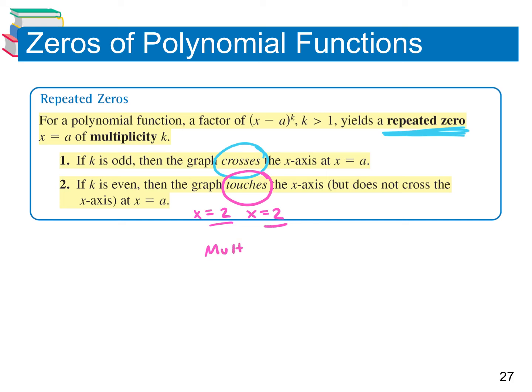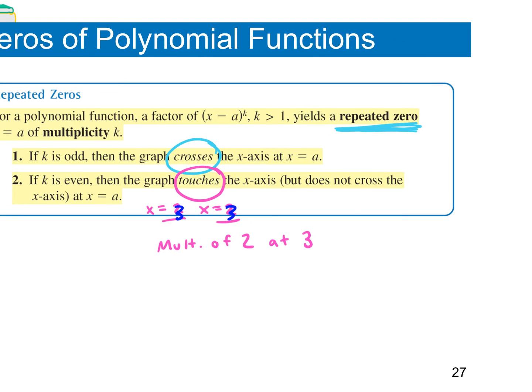Let's say x is equal to 3 and x is equal to 3. It gives me a multiplicity of 2 because I have 2 3's at 3. So if I were to graph this, when x is equal to 3, at this point I don't go through, I just touch it and turn. So this is when your multiplicity is even, if it repeats just twice.